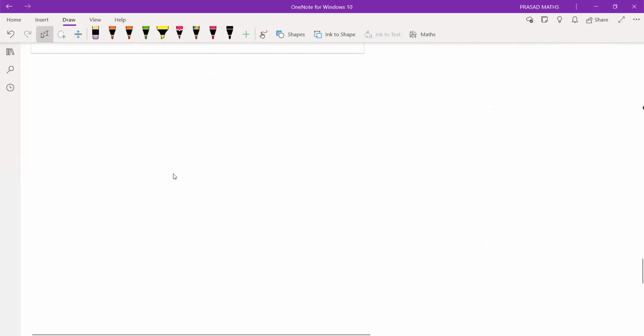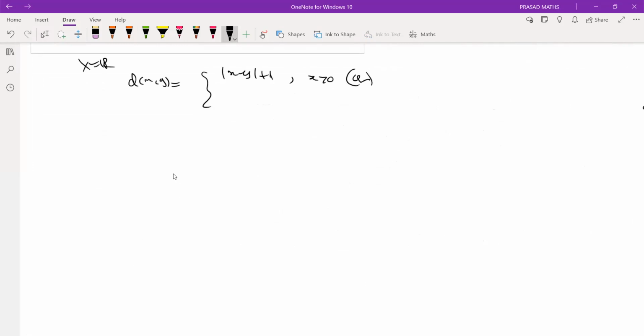So what is my question actually here? d of x comma y is defined on the set of real numbers. It equals mod of x minus y plus 1 if x is positive or y is positive, at least one of them is positive, not both necessarily. Either x positive or y positive, that's it. Otherwise, it is mod of x minus y. Understand? So this is my set.